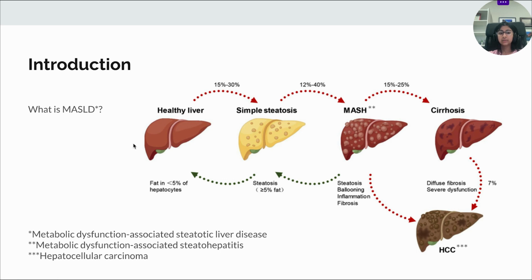This figure here shows how a healthy liver can progress from being healthy into simple steatosis, then into MASH, which stands for Metabolic Dysfunction Associated Steatohepatitis, into cirrhosis, which is liver scarring, and finally into liver cancer, also called hepatocellular carcinoma.